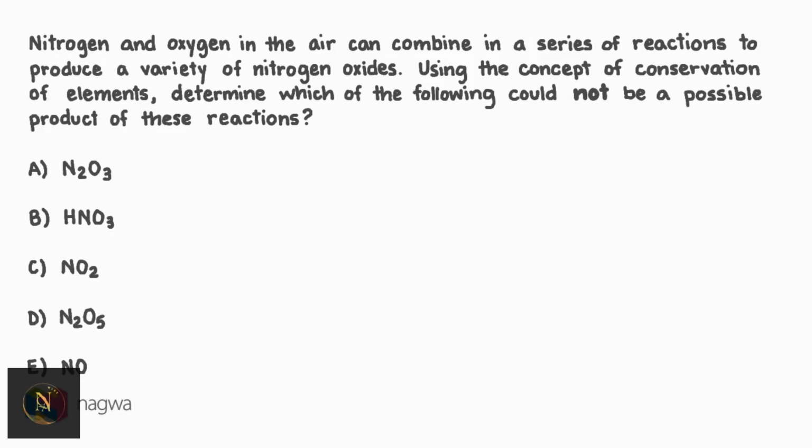Nitrogen and oxygen in the air can combine in a series of reactions to produce a variety of nitrogen oxides. Using the concept of conservation of elements, determine which of the following could not be a possible product of these reactions. A. N2O3, B. HNO3, C. NO2, D. N2O5, or E. NO.